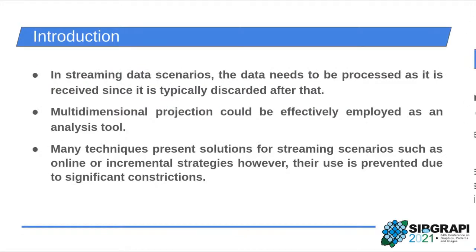In stream data scenarios, the data needs to be processed as it is received. Examples include network intrusion detection and real-time social media analysis. Among the existing visualization techniques, multidimensional projection, or dimensionality reduction technique, could be effectively used as an analysis tool, allowing the identification and analysis of similarity and neighborhood relationships and patterns. Many techniques present solutions for extreme scenarios, such as online or incremental strategies. However, their use is prevented due to significant constraints, like the continuous high amount of data to be processed.